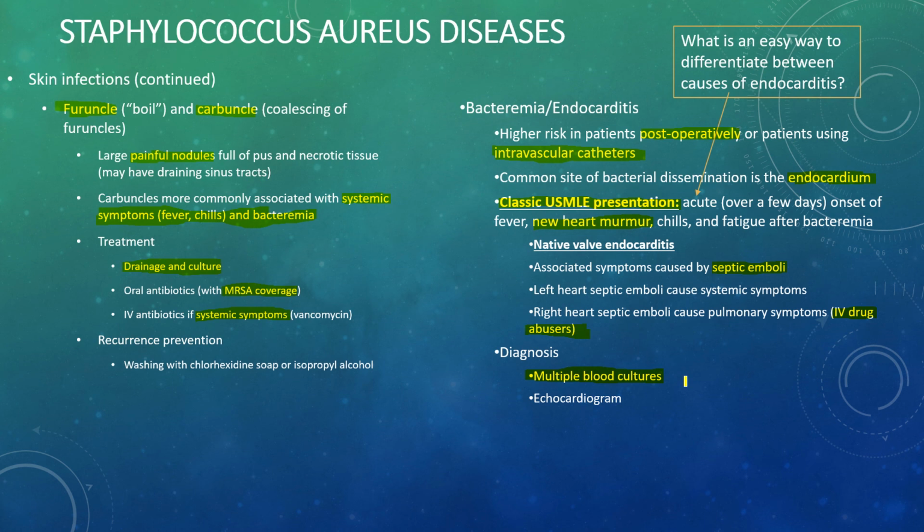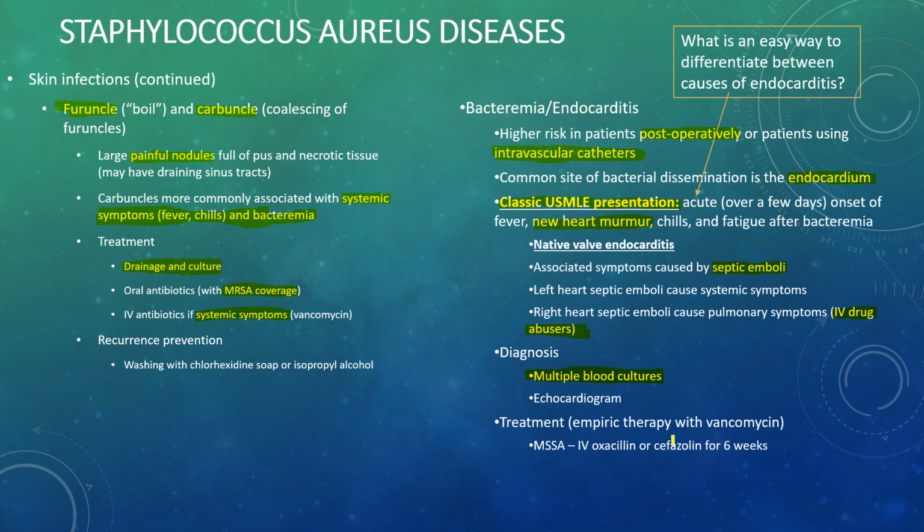And now the best test for bacteremia, or endocarditis caused by bacteremia, is an echocardiogram. That'll show you the actual vegetation that's living on the heart valve. For treatment, you need to empirically treat with vancomycin because it's acute endocarditis. You know it's probably caused by Staph aureus, so you empirically treat with vancomycin while they're in the hospital.